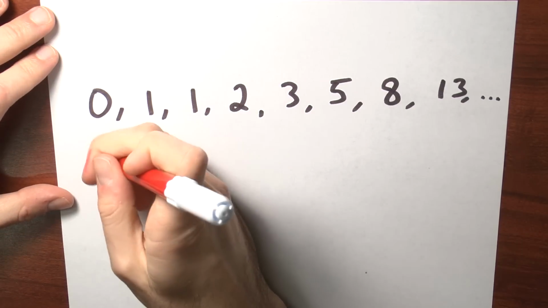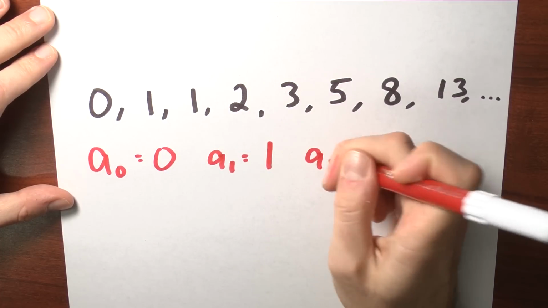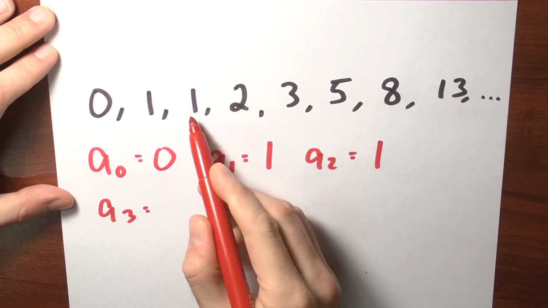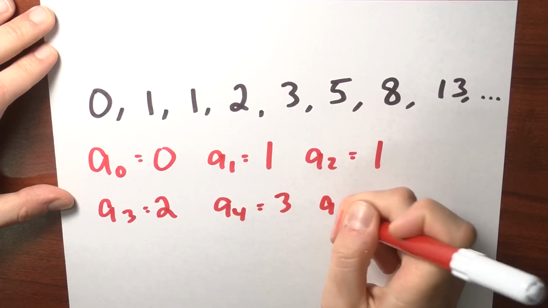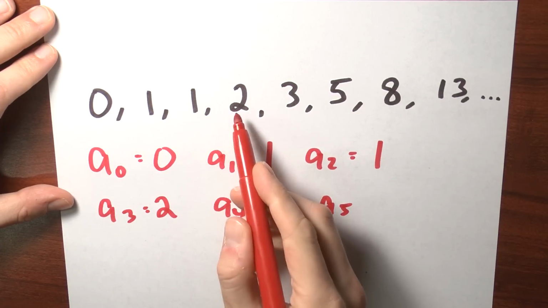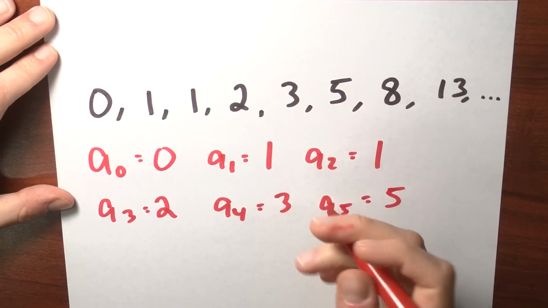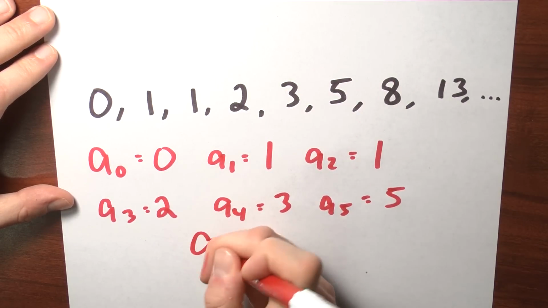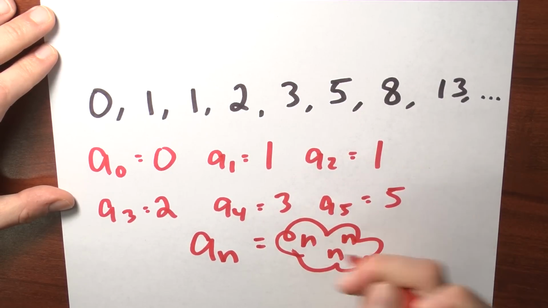I'd like a formula for the Fibonacci numbers. So in this case, a sub 0 is 0, a sub 1 is 1, a sub 2 is 1, a sub 3, 0, 1, 2, 3, that's 2, a sub 4 is 3, and a sub 5, that's 0, 1, 2, 3, 4, 5. A sub 5 is 5. And what we're looking for is a formula for the nth term in terms of n, right? I want to know that a sub n is equal to something, but I want the something to involve n's.